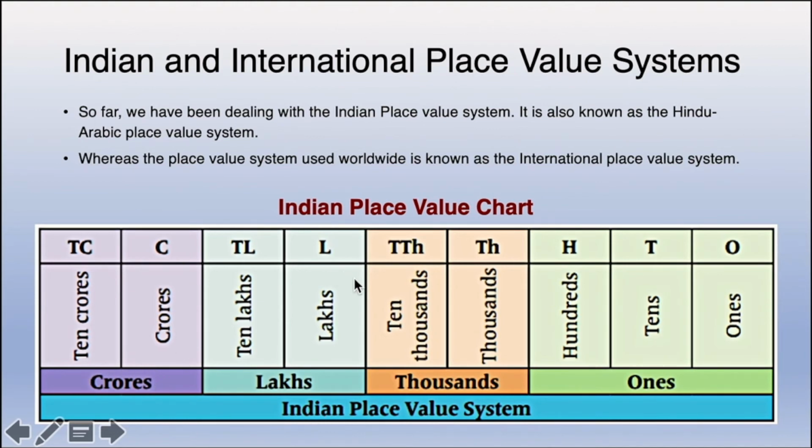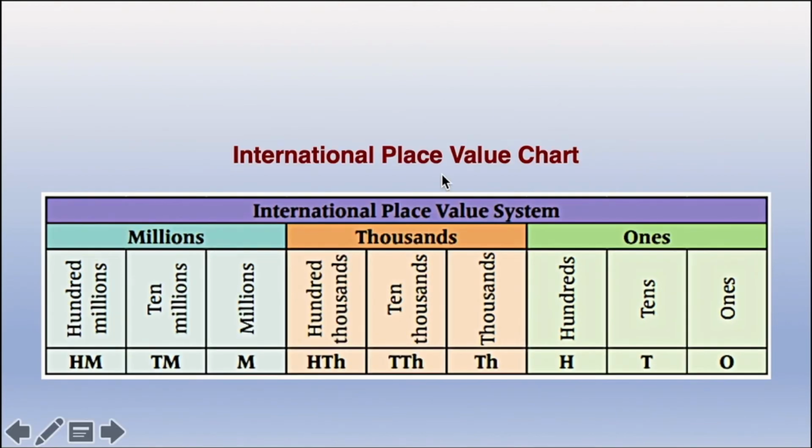Now this is the Indian place value system chart. This is the chart for the international place value system. So over here also we have the first three places of ones, tens and hundreds belonging to the ones period. Now over here in the thousands period we have three places of thousands, 10,000s and 100,000s. So this place is not present in the Indian place value system chart.